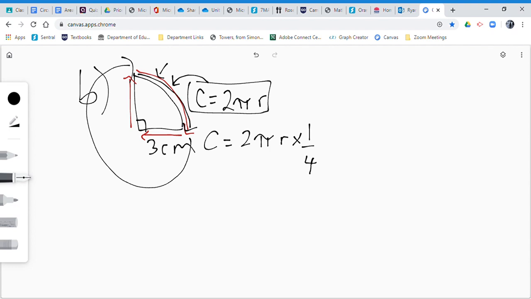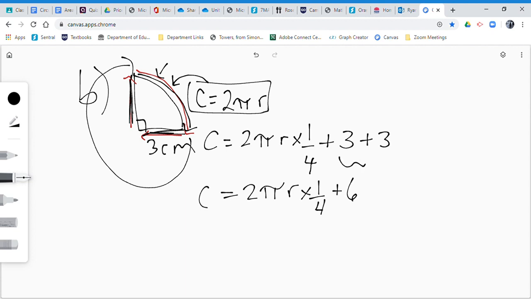The next thing we're going to want to do is we need to then add the length right here, and then add the length of the other side. So you need to make sure you get all the sides. So circumference equals 2 pi r times a quarter plus 6. Make sure to do that last. You're going to do all that first on step 1, and then you're going to add 6 at the end.